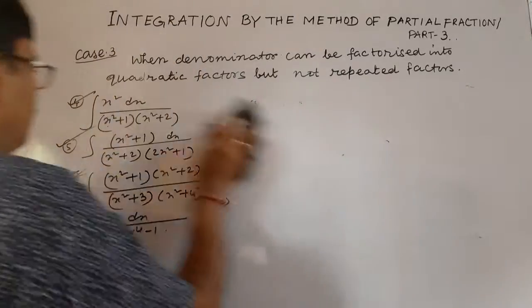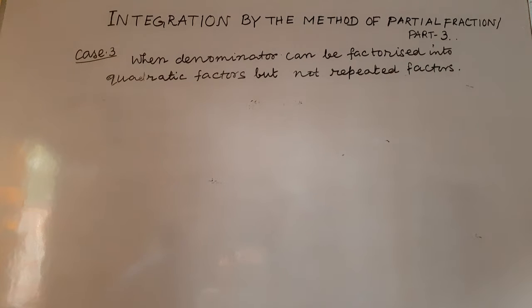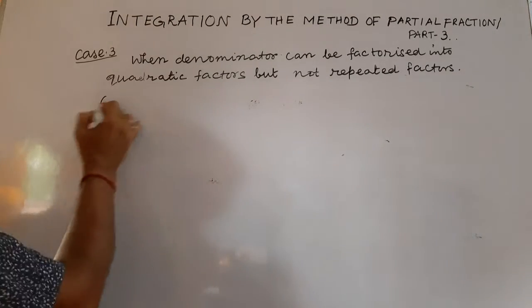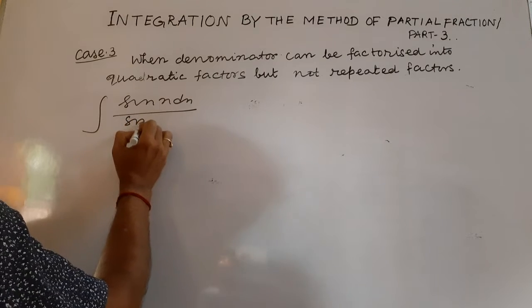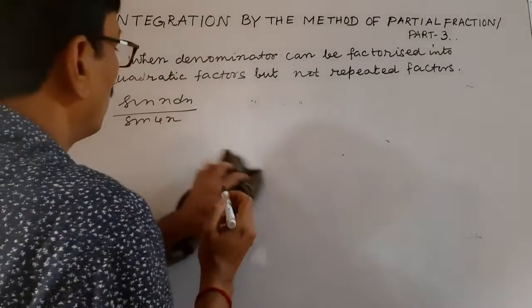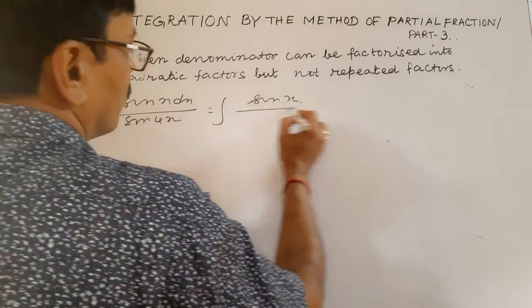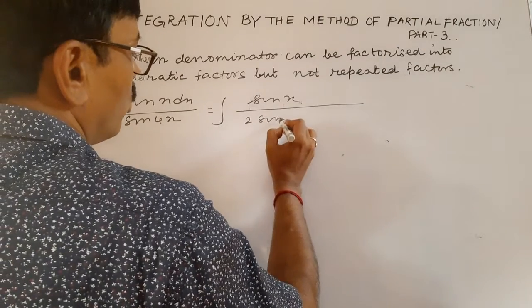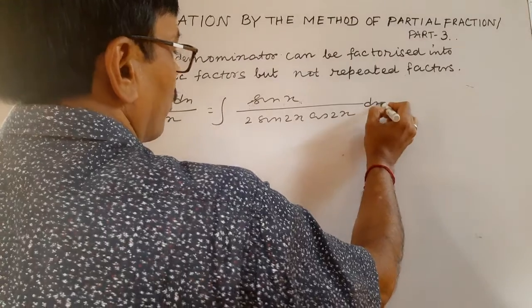And finally, integration of sin x dx by sin 4x. This is 9. Now sin x unchanged. This is 2 sin 2x into cos 2x dx.